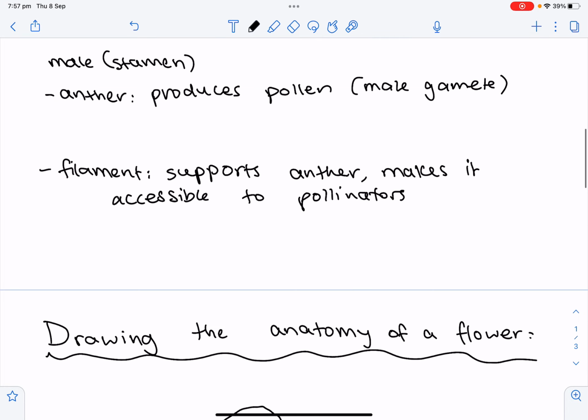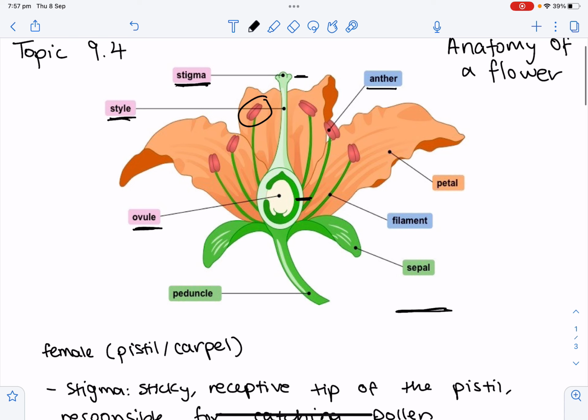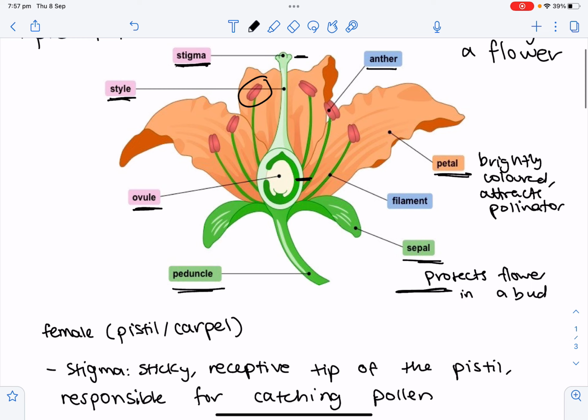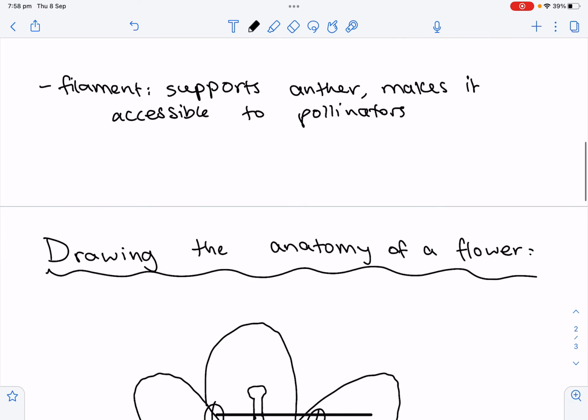Sorry, I forgot to mention, other than the male and female reproductive parts of the flower, we also need to know about the petal, the sepal, and the peduncle. So the petal is a brightly colored modified leaf which attracts pollinators. The sepal protects the flower when it's in a bud. And then the peduncle is the stalk of the flower. Sorry, let's just get back to the drawing now.